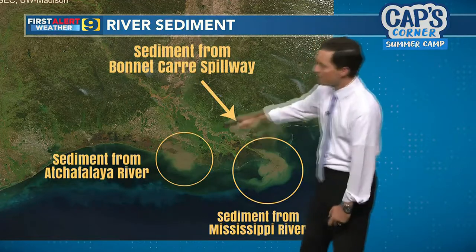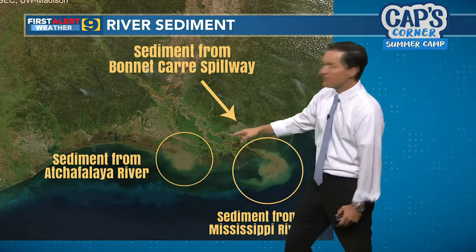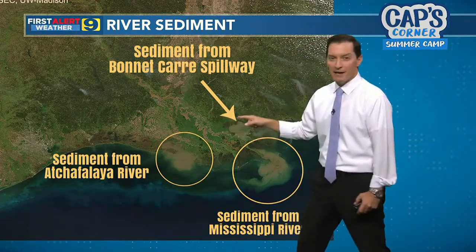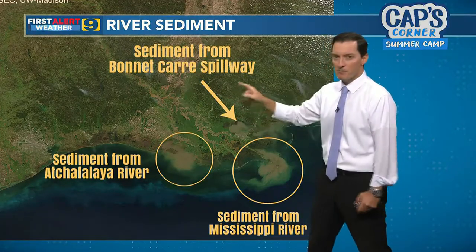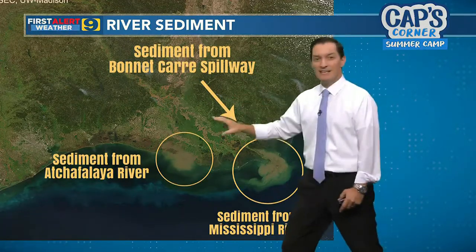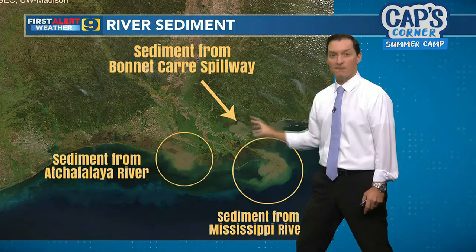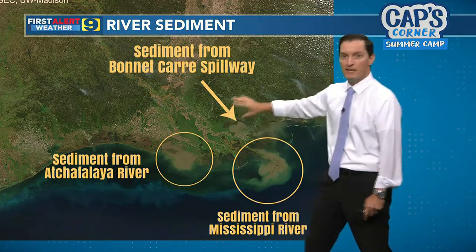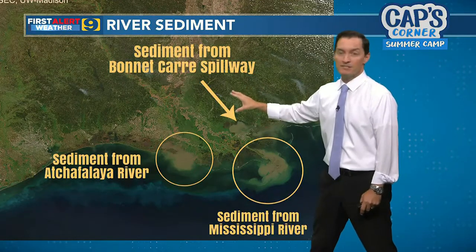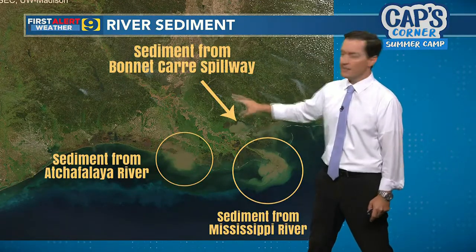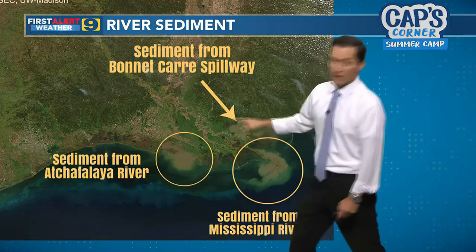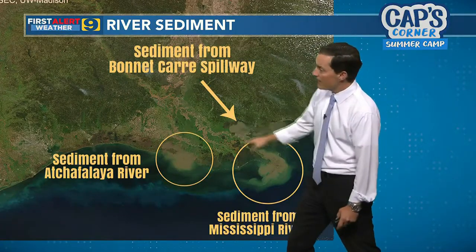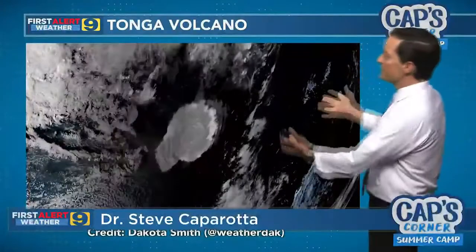What's going on here? So we have the Mississippi River. When the Mississippi River gets high enough, something called the Bonnet Carré Spillway gets opened. That's to keep the Mississippi River from flooding the city of New Orleans. It takes some of the water from the Mississippi and moves it into Lake Pontchartrain to help protect the city of New Orleans. Well, that river water has a lot of sediment, and you can see it moving into Lake Pontchartrain as well.